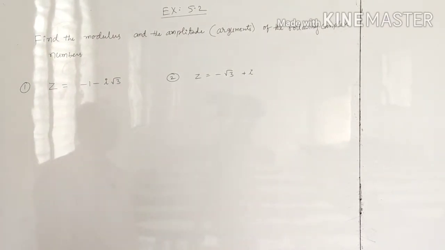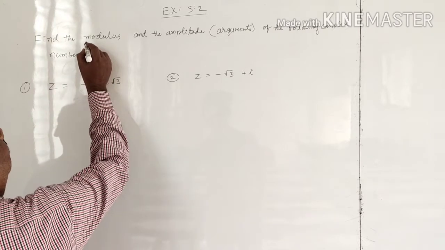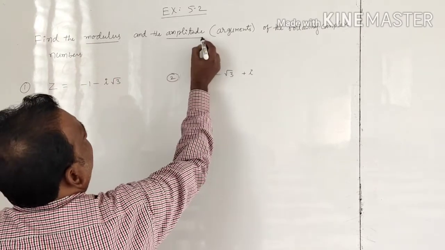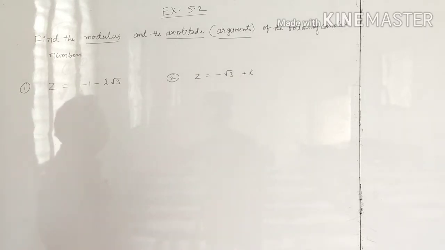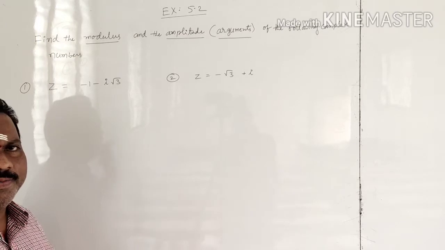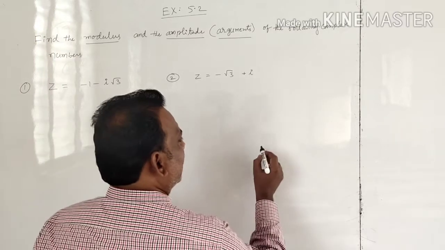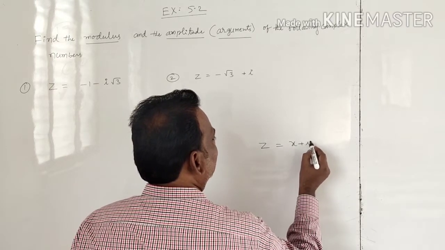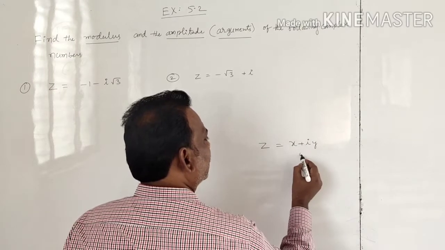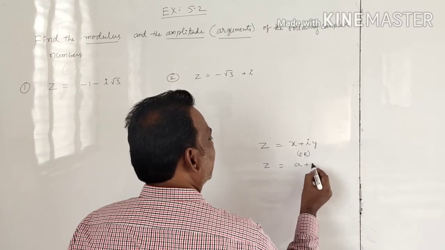Find the modulus and amplitude or argument of the following complex numbers. So we have to calculate modulus and amplitude. Amplitude is also called argument, no confusion, students. First you recall what is meant by modulus and what is meant by argument. Just now I told, if any complex number is in the form z is equal to x plus iy, or some books give z is equal to a plus ib.